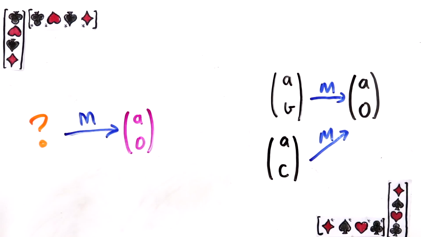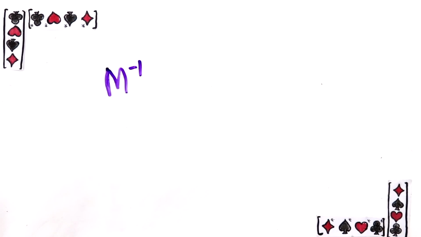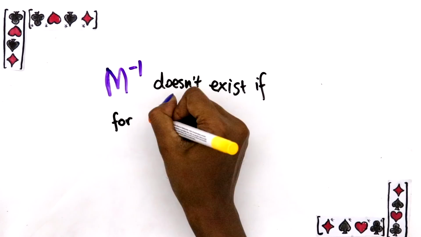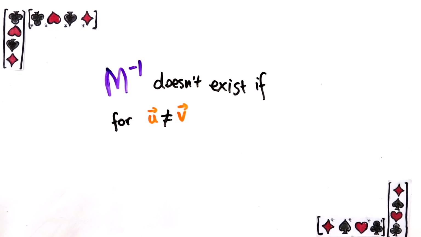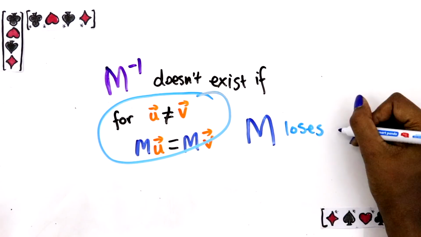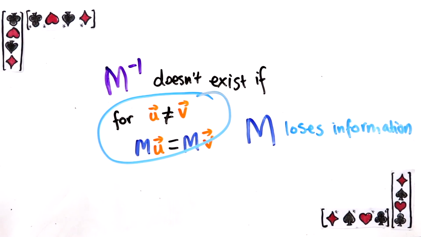Clearly, we can generalize this. The inverse for any matrix M doesn't exist if M sends two different vectors, v and u, to the same vector, since now you can't look at the result and figure out what the initial vector was. This is what I'm going to mean when I say a matrix loses information, since you can't look at a vector coming out of M and see where it came from. The inverse can only exist if M doesn't lose information.